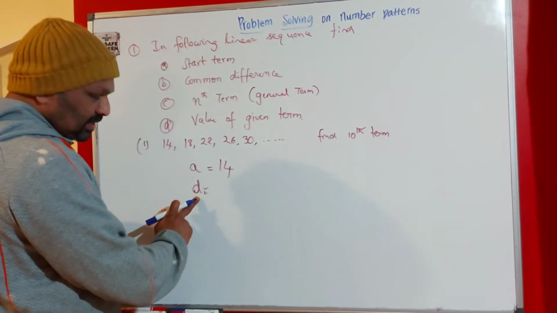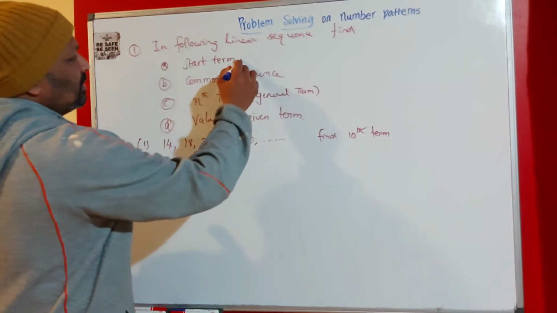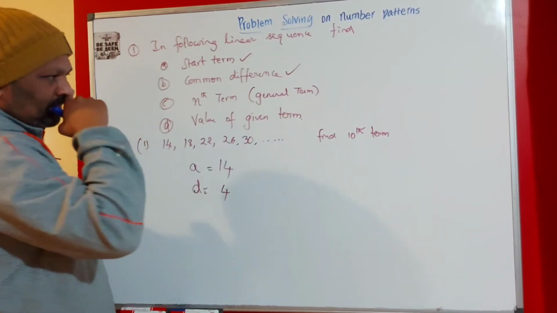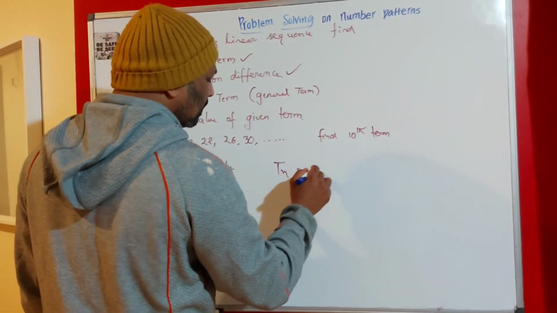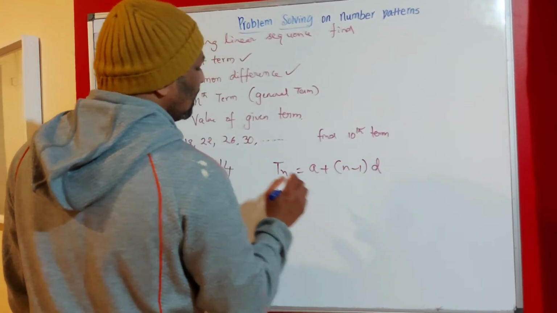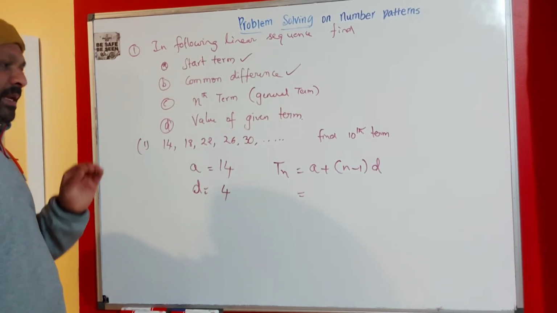So what is the common difference? D is 4. Okay, now we have found the common difference. What is the nth term, the general term? What is the general term formula? Tn is equal to A plus n minus 1 into D. That is the formula for a general term.